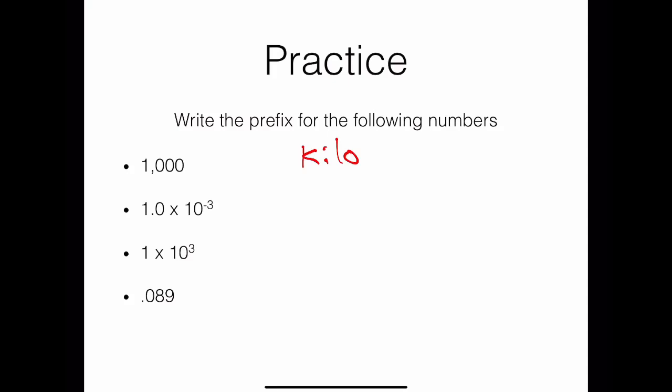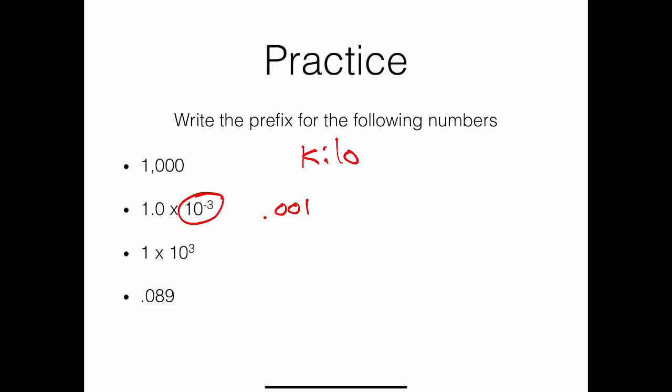1000 means kilo. For the second one, we can approach it in two different ways. We can either look at just the 10 and the exponent at the end because we know our base number is 1. So that means that we have 0.001. 10 to the negative third is 0.001. If you're familiar with your prefixes and you can recognize them just on 10 to that power, then that's how you can look at this problem.